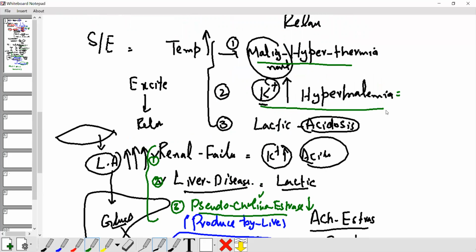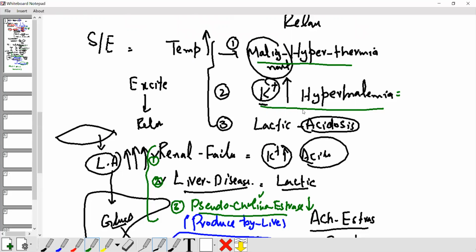It's not good for the heart. High potassium in the body damages your heart. Very high potassium in the body damages your heart. High potassium is cardiotoxic. So hyperkalemia can be life threatening. Understand? Till here clear or not?